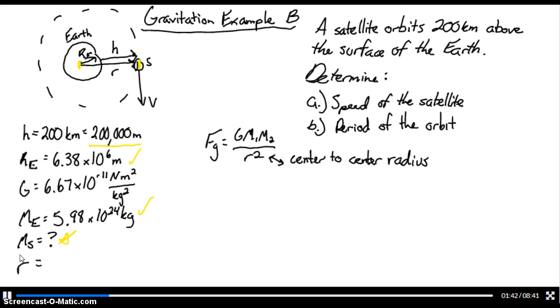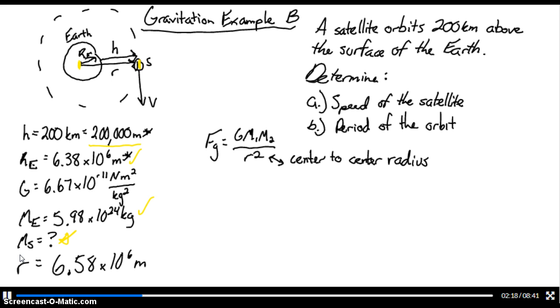So when we go through and calculate r, we actually need to add the radius of the Earth right here to the height of the satellite above the Earth. So we take the 200,000 meters plus the radius of the Earth, 6.38 times 10 to the 6th meters, and we get 6.58 times 10 to the 6th meters. So that's important to know that we're talking center to center when we're talking that r in our equation.